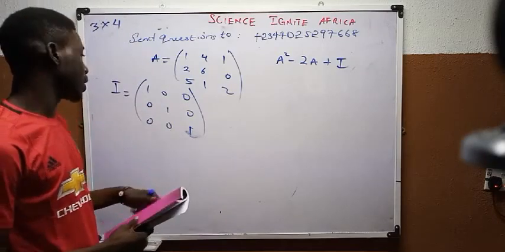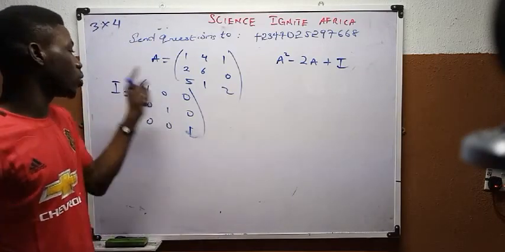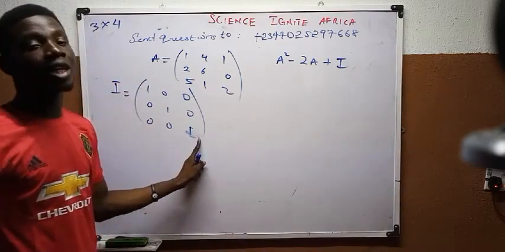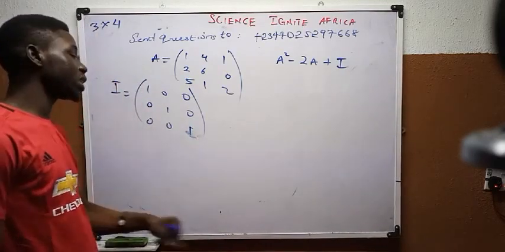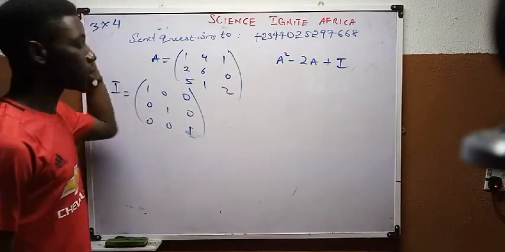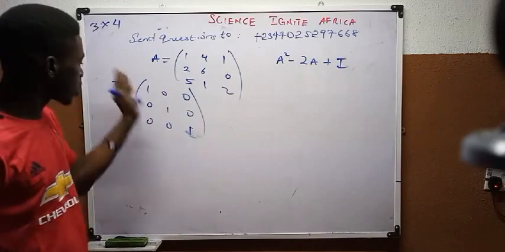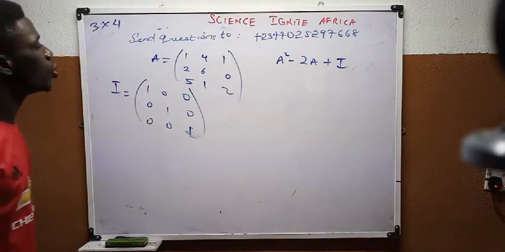This is the identity matrix, the identity element for a 3 by 3 matrix. As you can see, all elements there are zeros, apart from the principal diagonal. The principal diagonal comes from the top left corner to the bottom right corner. That's the principal diagonal. So all the elements there, they are 1. All the remaining entries are 0, except for that principal diagonal.